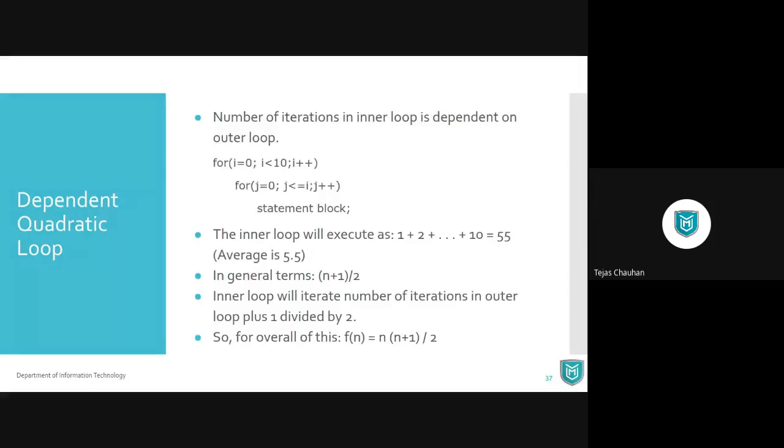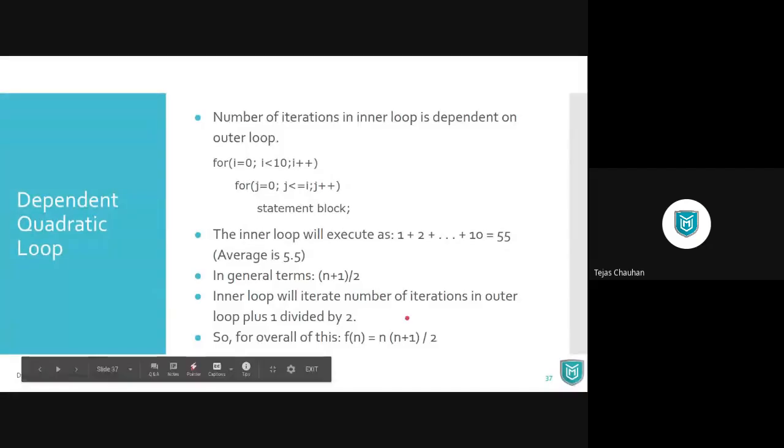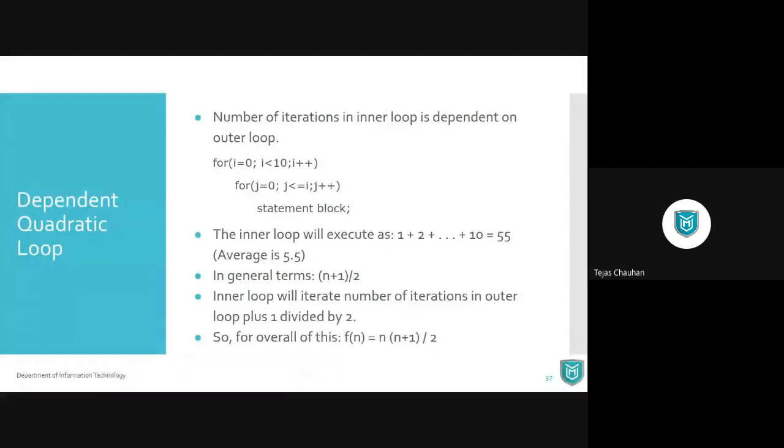1 plus 2 plus 3 plus 4 plus up to n will directly have the mathematical equation n(n+1)/2. Or in other words, if you want to go for the same equation, inner loop execution multiplied by outer loop execution equals total execution. Then inner loop execution is (n+1)/2 here. Outer loop execution is n here. So total is n(n+1)/2.